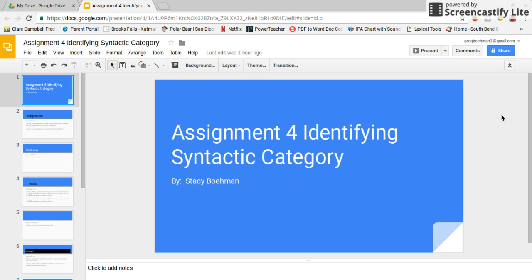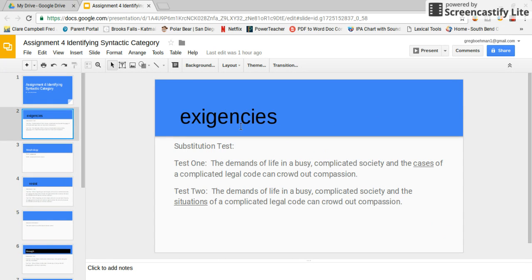This is assignment 4, identifying syntactic category. As you can see, I have highlighted my first word that I am going to use within our assigned text. I have chosen the substitution test. I believe that our first word is a noun.